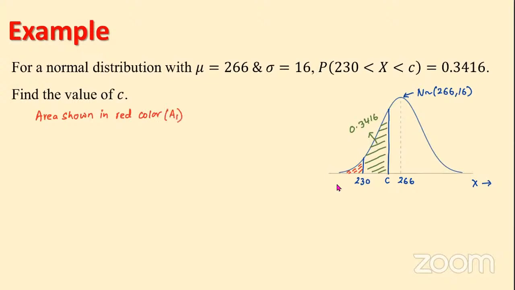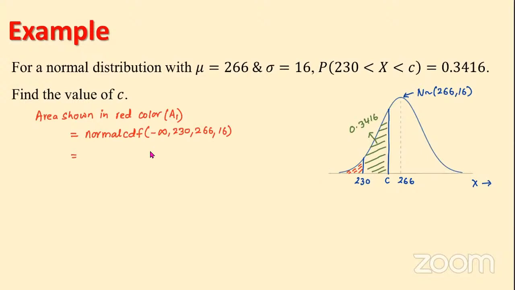This area is equal to, in order to find the area using the TI-84 calculator, we can use normal CDF. The lower boundary for the area is negative infinity. The upper boundary for the area is 230. The mean is 266 and the standard deviation is 16. Now, we can type this in our calculator and find the value of that area in red.